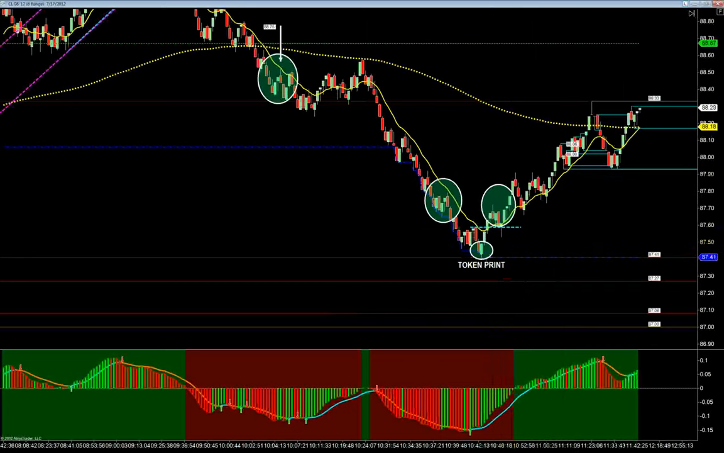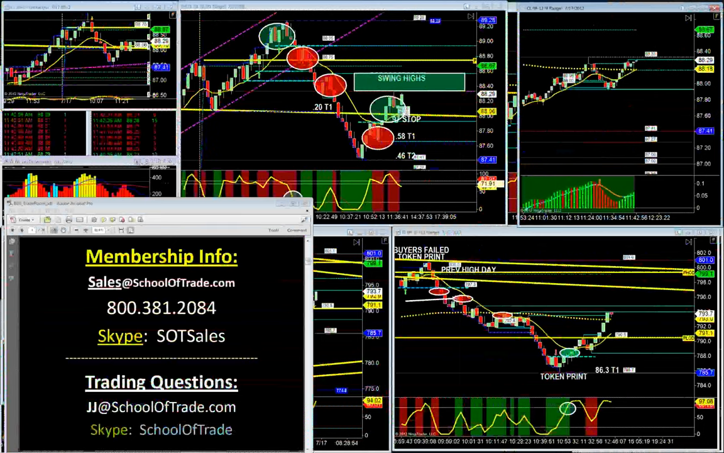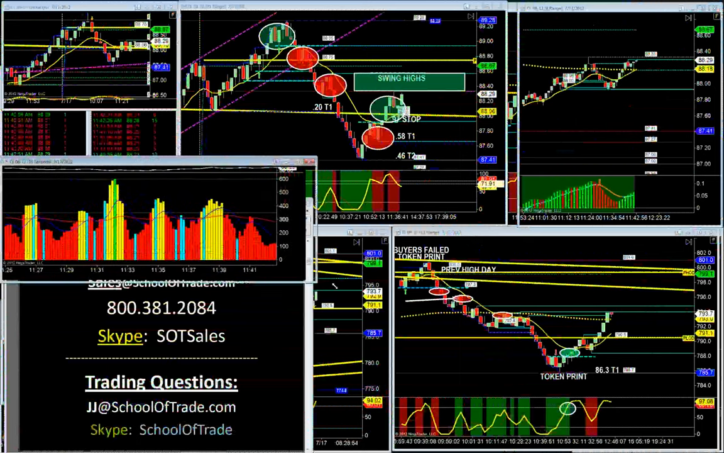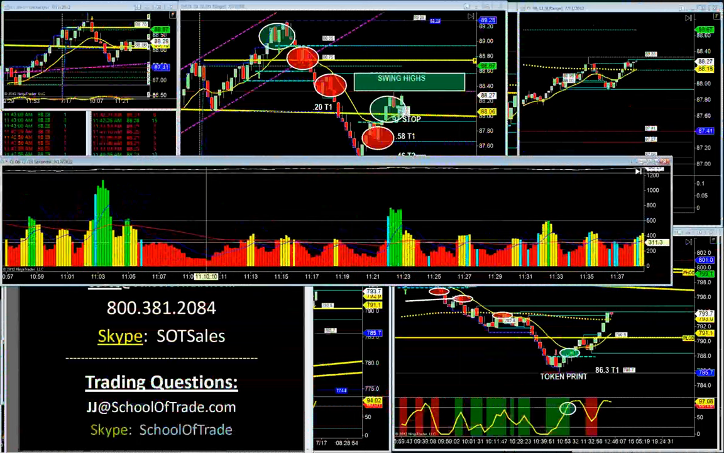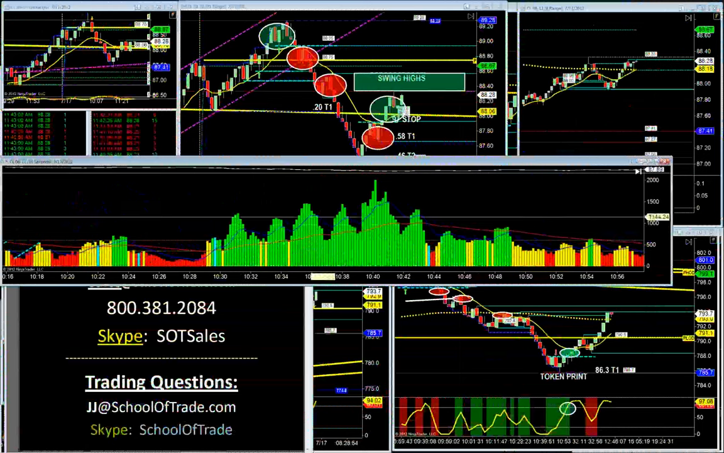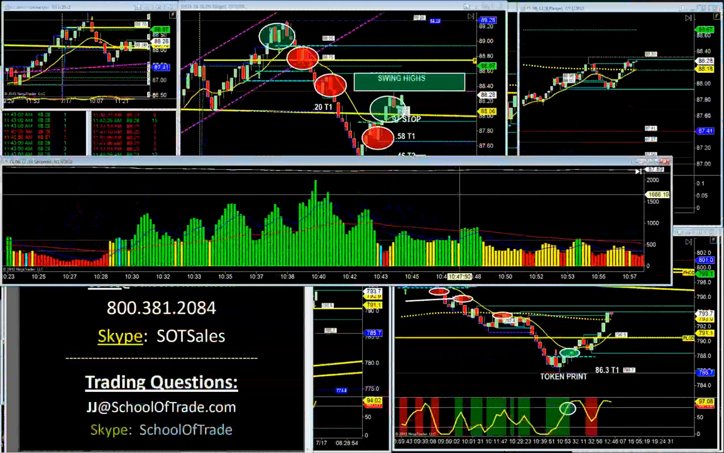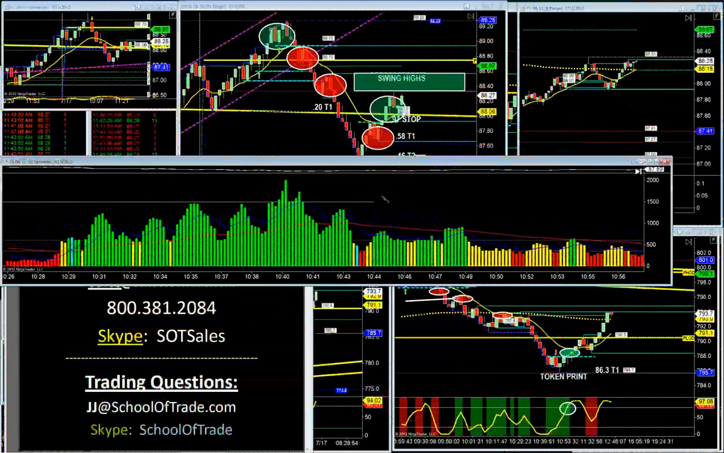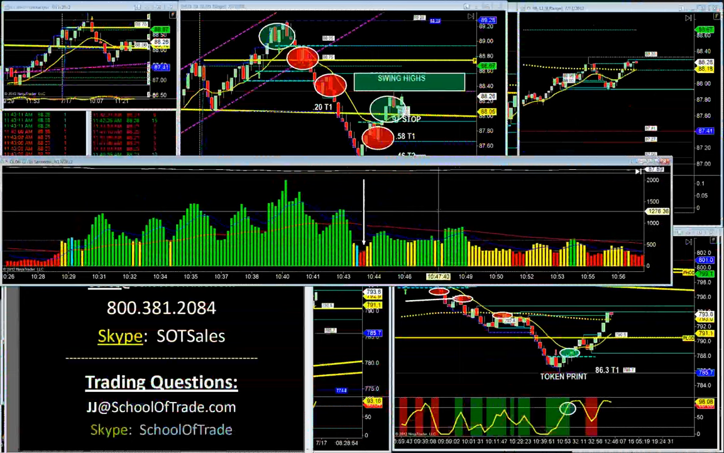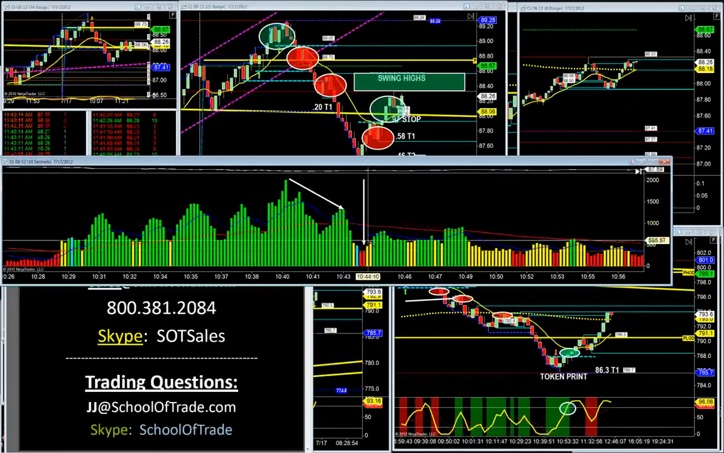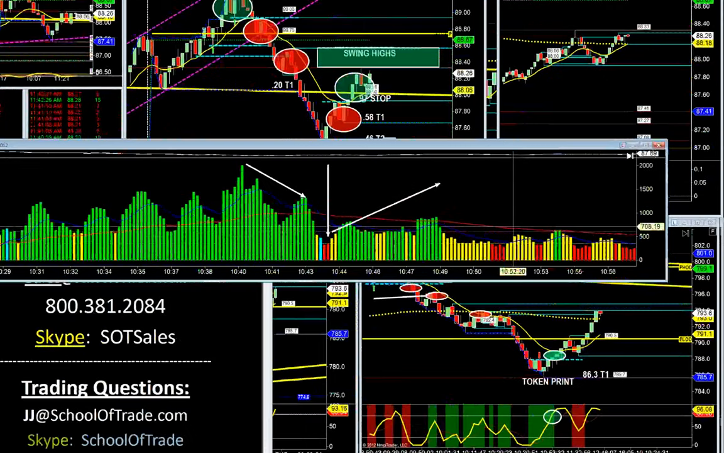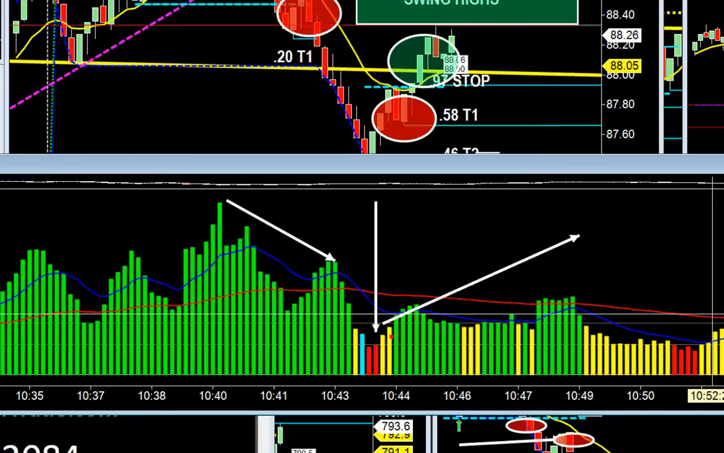For example, here's 10:45. Let's go back and use my pace of tape indicator, which shows the speed of the market. And I'll show you what 10:45 looked like. Oh, yeah, that's right. I remember this one now. Yeah, token print, easy one. Look at the speed of tape right when it reverses, right? It goes down just as fast as it, bam, moves back up. So it's that red pace of tape, that red speed of the tape right there, that little tiny bit of red.